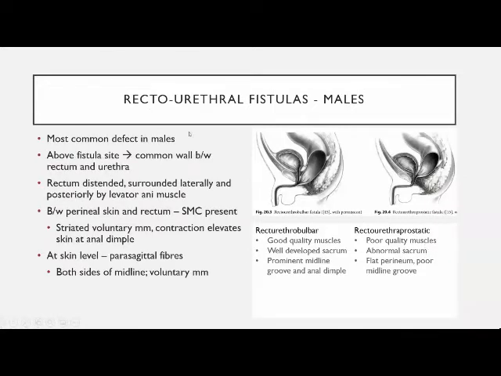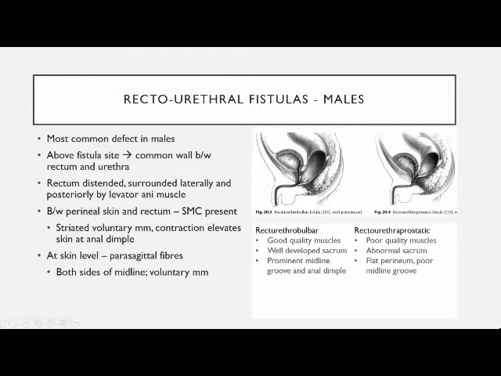In rectourethral fistulas in males, there are two types: the rectourethro-bulbar fistula, which is lower, and the rectourethro-prostatic fistula. In the bulbar fistula, there will be good quality muscles, well-developed sacrum, and prominent midline groove with a good anal dimple. And in rectoprostatic fistulas, poor quality muscles are seen with abnormal sacrum, flat perineum, and a poor midline groove. So this is the most common defect in males, and above the fistula site, there will be a common wall between the rectum and urethra.